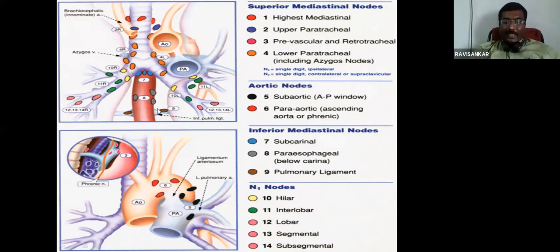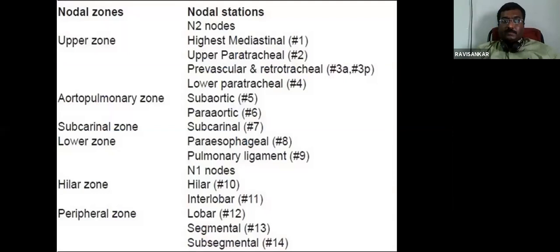These are all N2 nodes. The N1 nodes are when you go into the lung or around the lung: the hilar lymph nodes, the interlobar lymph nodes, lobar lymph nodes. Then further they are classified into segmental, subsegmental. So remember this one. There might be some questions that can be asked.